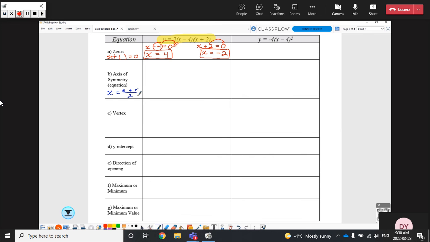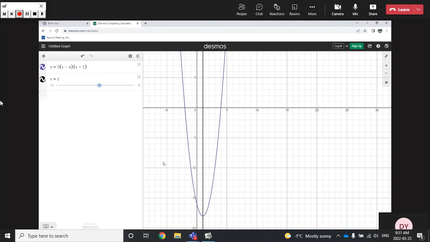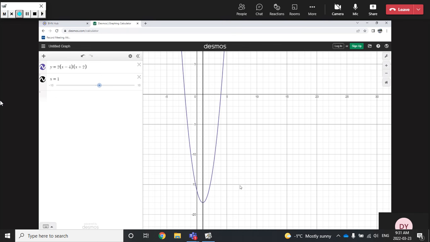So this right here is s. This right here is r. So we're just going to sub those in. This is going to be 4 plus -2 divided by 2, and we get 2 over 2, which equals 1. So our axis of symmetry exists at x equals 1. And if we go back to Desmos and type in an axis of symmetry, does that look like a good axis of symmetry? Absolutely. That looks kind of perfect.